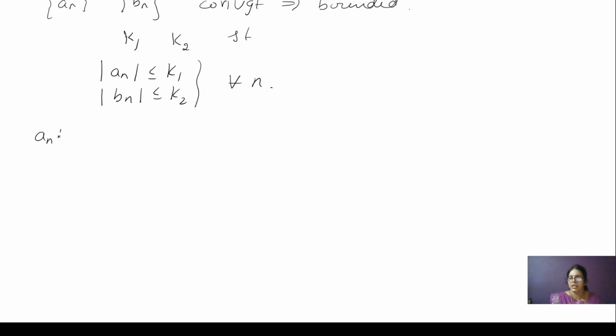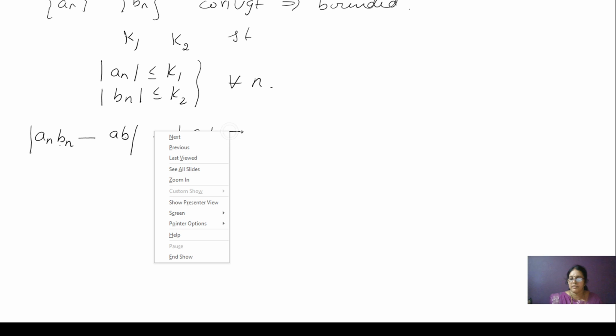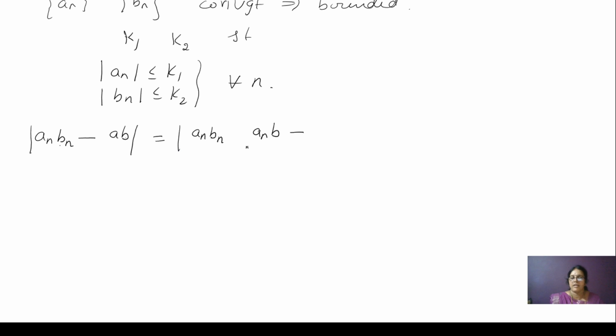So now we have to show that a_n b_n converges to ab. So consider the difference S_n minus L, that is a_n b_n minus ab. So this can be written as a_n b_n. In between I will add and subtract a term, that is I will add a_n b and subtract a_n b, and then the last term as it is. So this can be written as a_n b_n minus a_n into b.